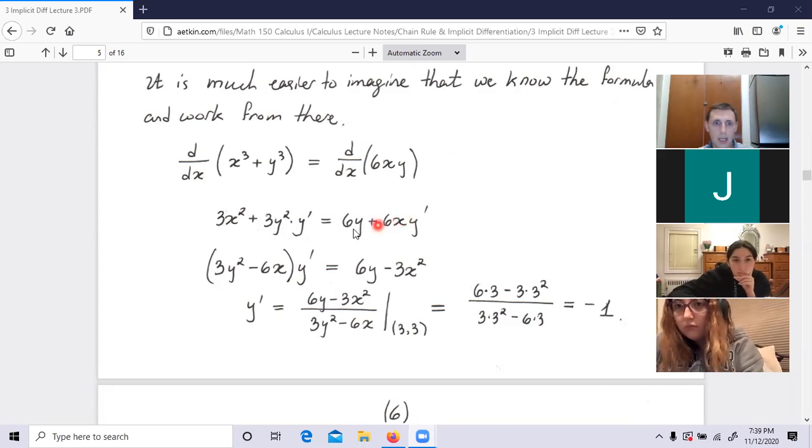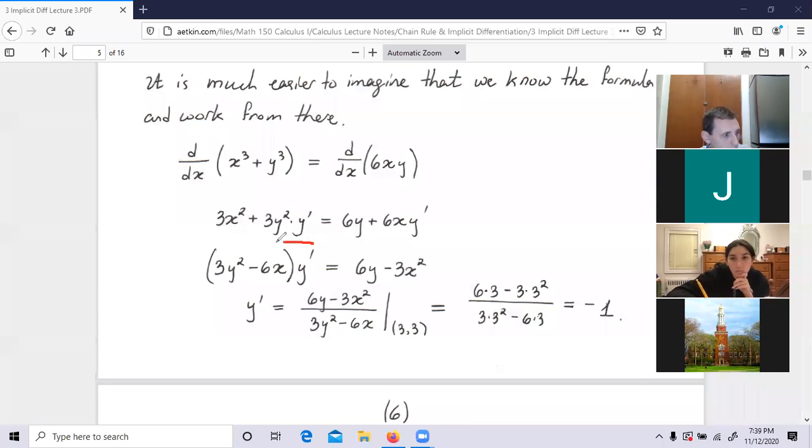Yes? And so what do I get now? Now I need to gather all the y primes together. So I'm going to gather these on my right. And then so on the right, it will be 3y squared minus 6xy prime. And then I factor out the y prime. So I get this formula. Good? You can, if you want to, at this point, plug in the values for x and y.